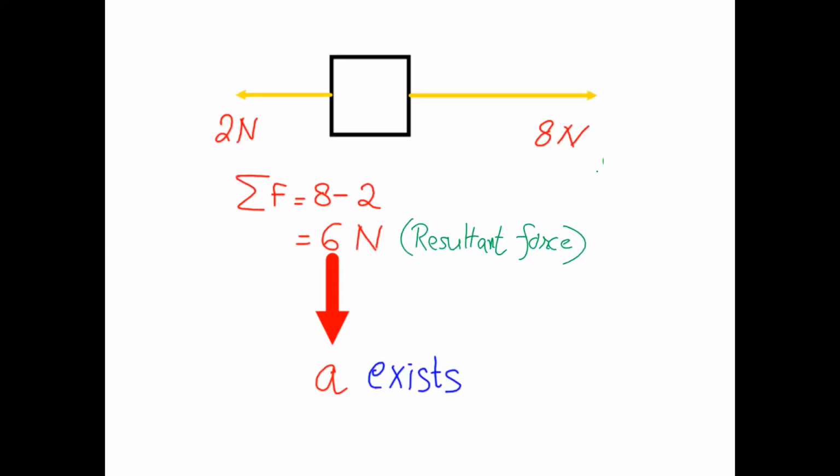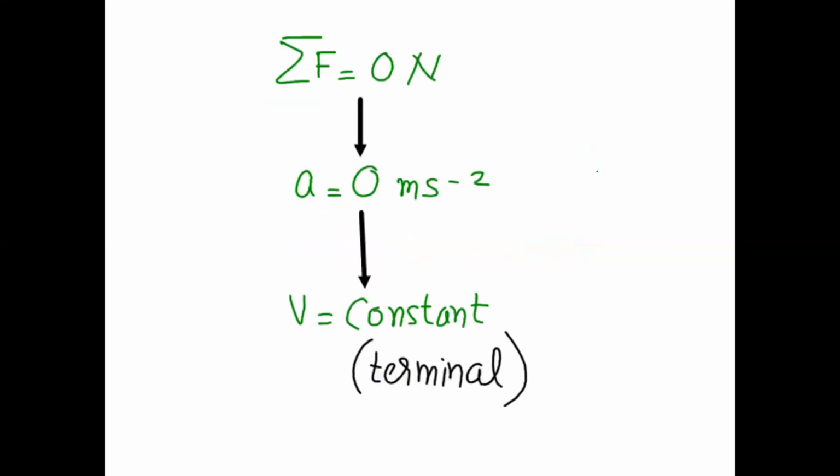Now I'm putting an example here, and this is a numerical case. The forward force is 8 Newton. The backward force is 2 Newton. And if you subtract, you will get the resultant force. The emphasis is that it is the resultant force which is going to create an acceleration. It is not the driving force. It is not the resistive force. It is the resultant force which creates the acceleration.